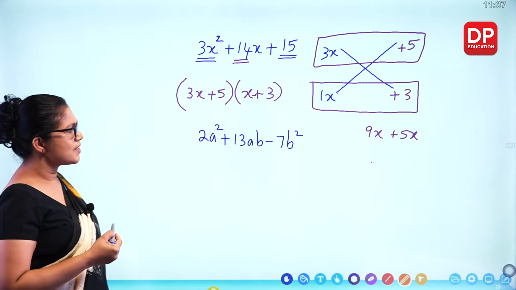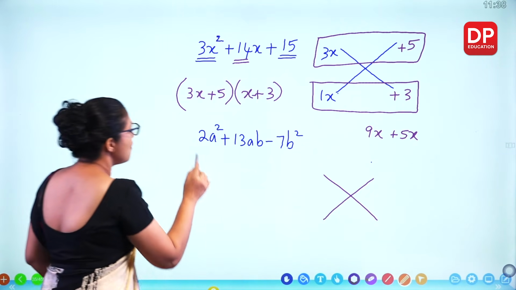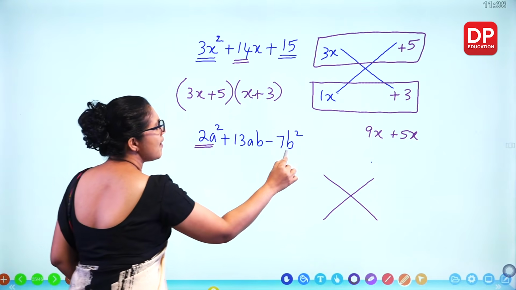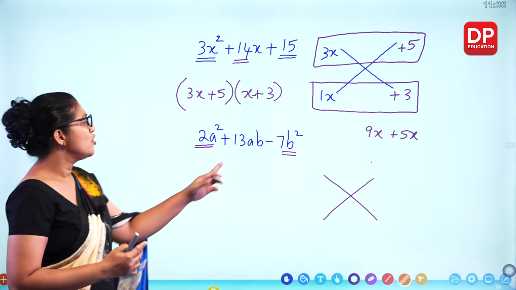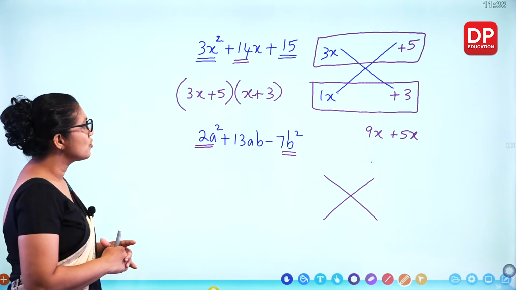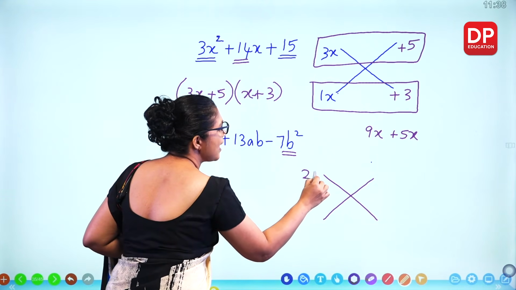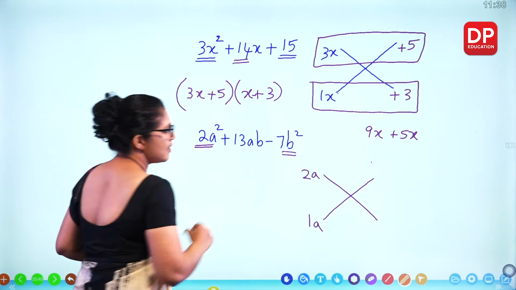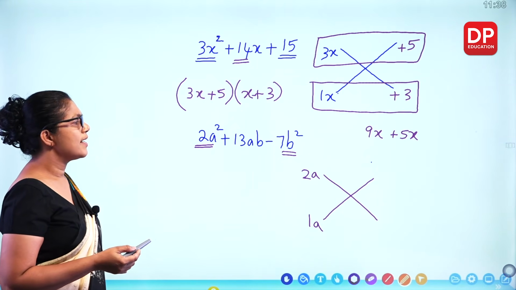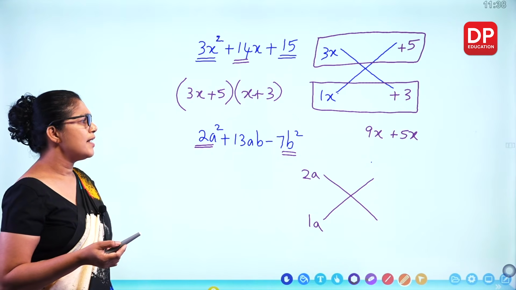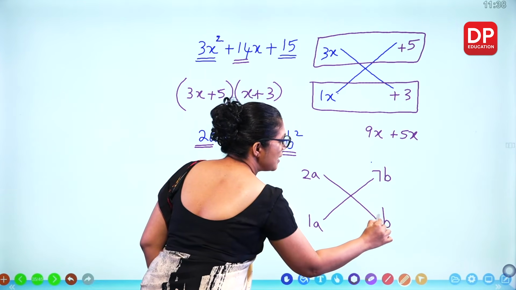Now we'll look at this one. Again, you can use the cross method. Draw a cross. Factors of this one you write here, factors of this one you write there, and cross multiply, and when you add, you should get the middle term. So 2a squared, 2 is 2 times 1, so you can write 2a and 1a. 7b squared, how can I write 7b squared? 7 times 1, 7b and b. So 7b and 1b.